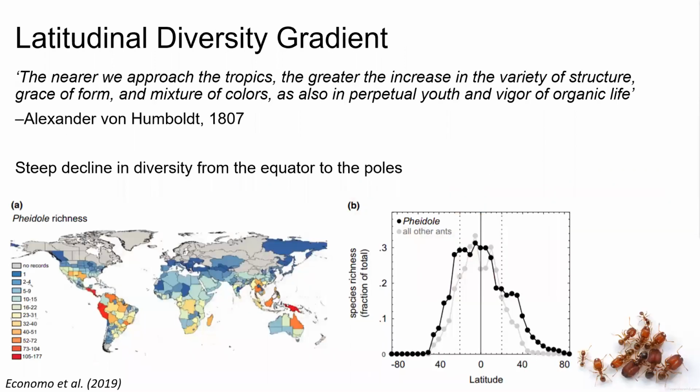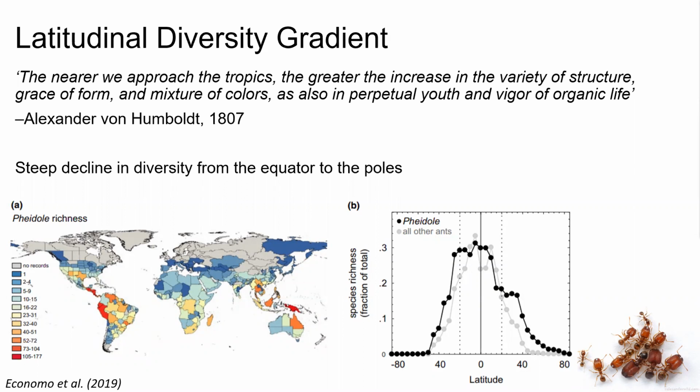But first, a quick reminder of what the latitudinal diversity gradient is. The LDG is the observation that diversity of organisms is highest in the equatorial regions and declines quickly towards the poles. This observation was first made in the early 1800s and has since received much attention from biologists and paleobiologists.